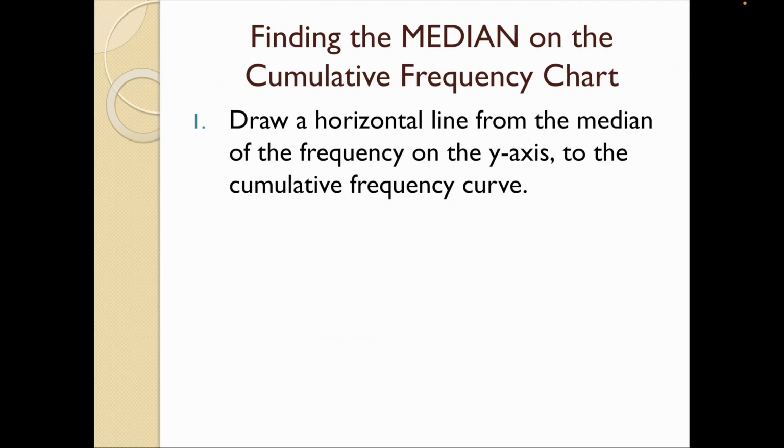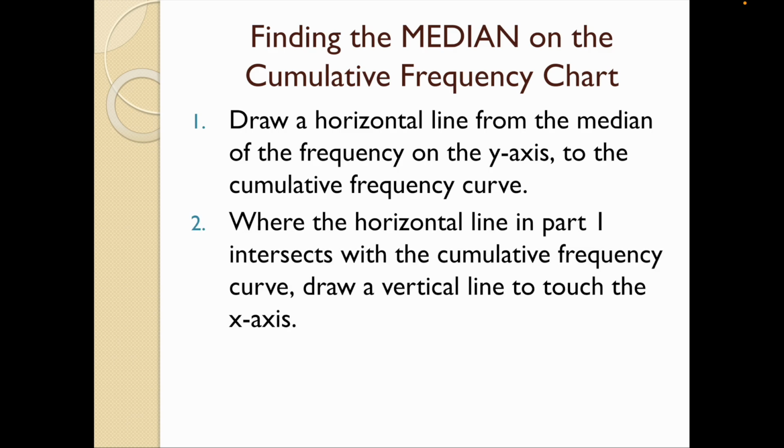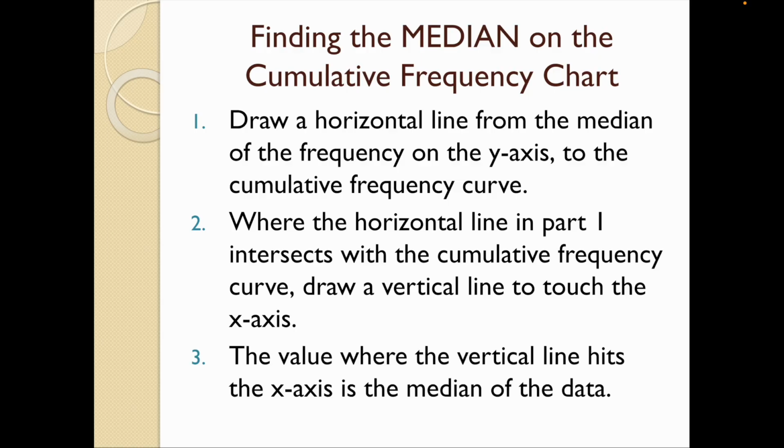All right. So when we want to find the median on the cumulative frequency chart, we have to draw a horizontal line from the median of the frequency on the y-axis to the cumulative frequency curve. Where the horizontal line intersects the graph, we then draw a vertical line to touch the x-axis. We're going to use the same charts that we just drew to determine the median using that information. I'll let you write that down, and then I'll show you how we do it.